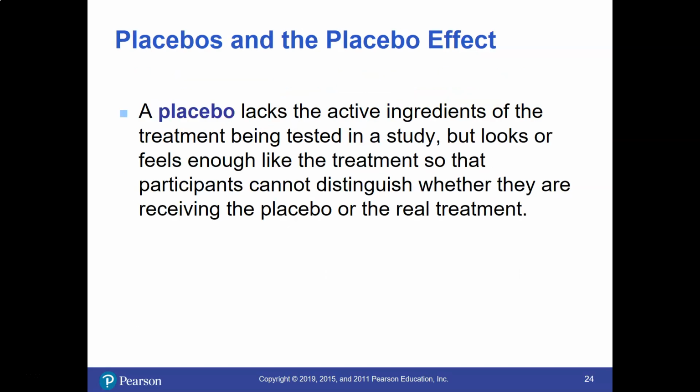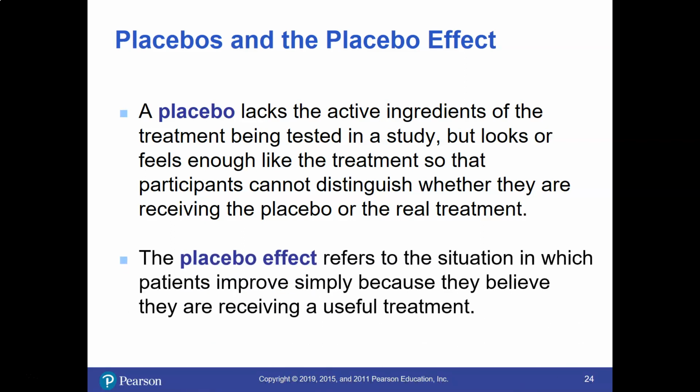So a placebo: when you run an experiment, the people that are receiving the treatment often don't know whether they're in the control group or the treatment group. And so often just the idea of receiving something that they think is a treatment can mentally influence someone into thinking they're getting well. And so that is the placebo effect. This refers to a situation in which patients improve because they believe they're receiving a treatment, even if they are not.